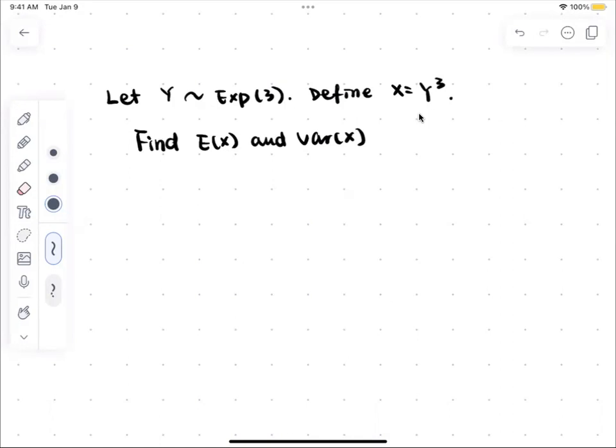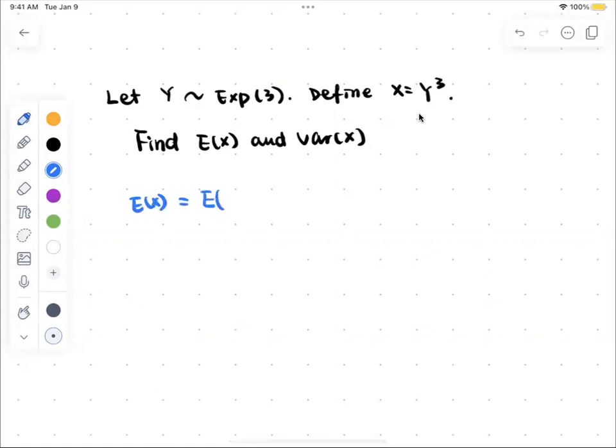Y follows an exponential distribution with parameter 3. I'm defining X as Y to the power of 3. And the question is, let's find the expectation of X and the variance of X. So let me start with the expectation. To find the expectation, we have to recognize that X is equal to Y to the power of 3. So we replace X with Y to the power of 3.